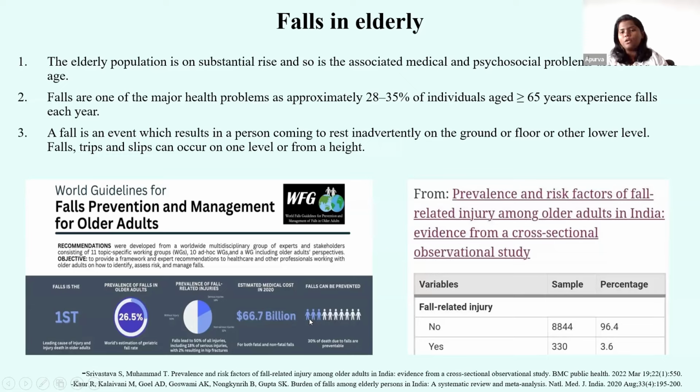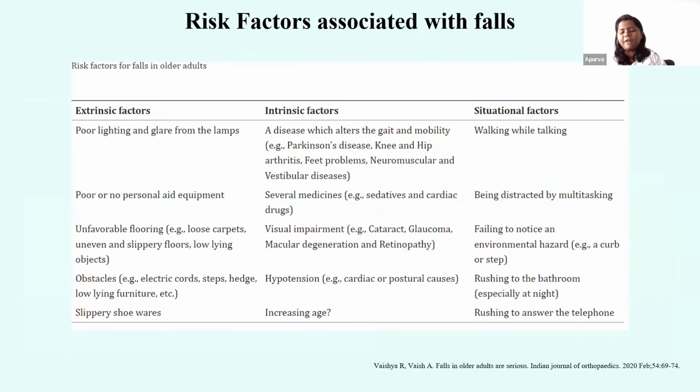And here comes the role of a physical therapist, or in fact, a multidisciplinary approach to prevent such falls, which are giving us a huge economic burden. Therefore, for such a high prevalence problem, there should be a good mechanism to handle it. So looking further into falls, we'll now see what the risk factors associated with these falls are.